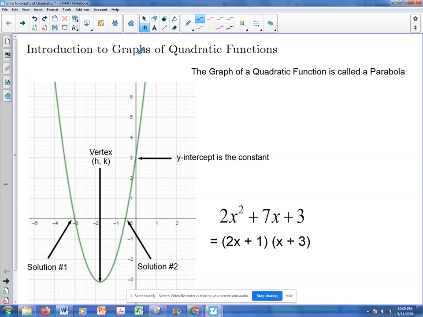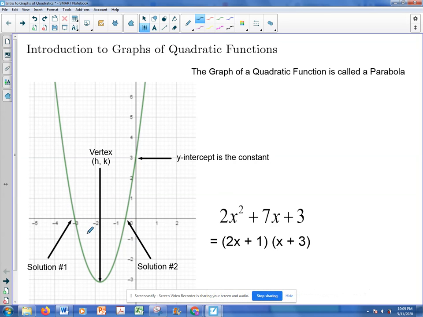Now we're going to try graphs of quadratics. We've already seen this picture before. The basic curve is called a parabola. The place where it hits the y-axis, called the y-intercept, is also the constant when it's in standard form. The places where it hits the x-axis are called our solutions, or sometimes the roots.